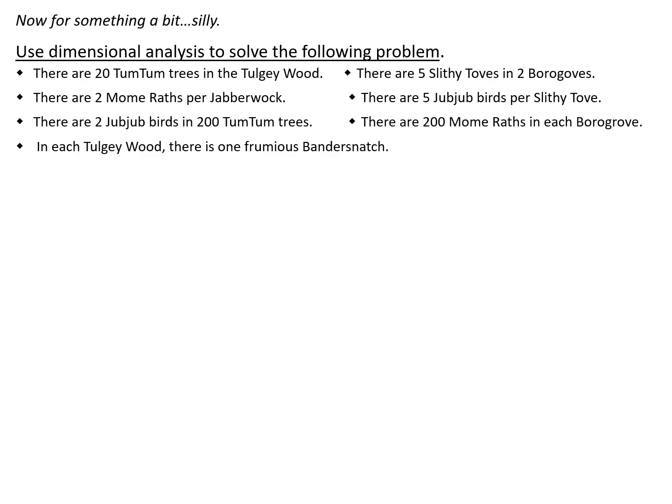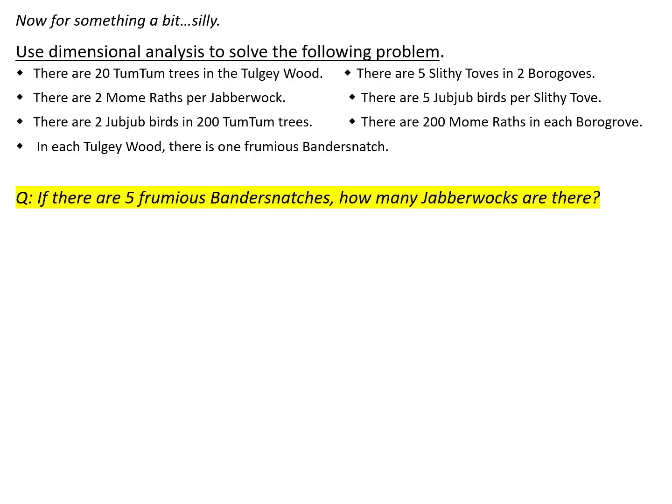All right, so something a bit silly, and this is actually a bonus question on the worksheet that goes with this lesson. You're supposed to use dimensional analysis in order to solve the following problem. So it gives us a bunch of conversion factors, and then it says what each one of those bullets is. And it says if there are 5 Fruminous Bandersnatches, how many Jabberwocks are there? So I'll get you started on it.